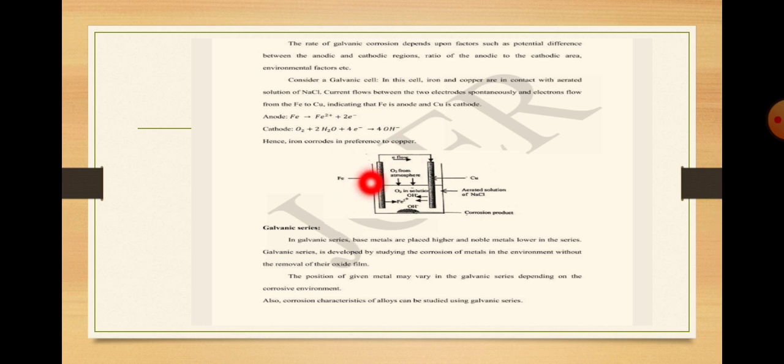In the galvanic series, base metals are placed higher and noble metals are placed lower. This galvanic series is developed by studying the corrosion of metals in the environment without any removal of the oxide film. The position of the metals in the galvanic series depends upon the corrosive environment.